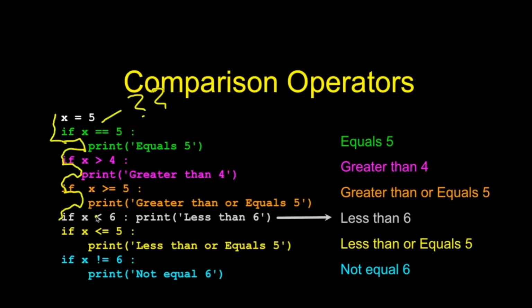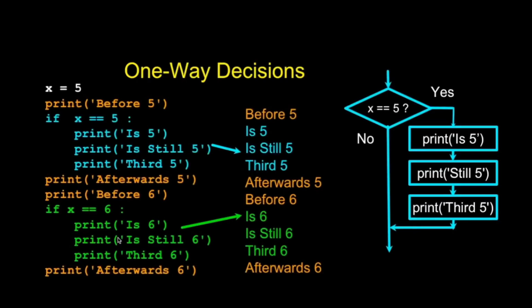Here's kind of a shorthand where if there's only one line in this block, you can pull it up right on the same line after the colon. If X is less than 6, which it is, true, execute that. Then if X is less than or equal to 5, do that. And if X is not equal to 6, do that. Now, like I said, all these questions have been carefully constructed so that they're true, just to show you the syntax of those comparison operators.